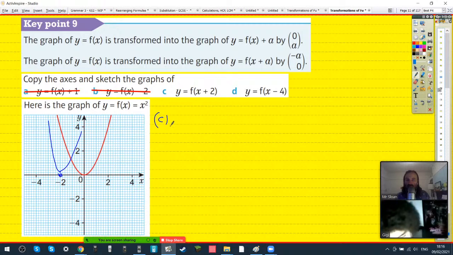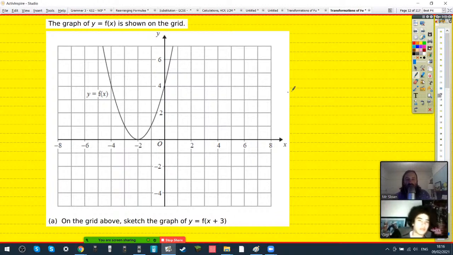And how about question D? Move right by 4. Correct. And again, I'm just going to estimate. We'll do it more exact in a second. Okay, so this one we have to do exactly. How about this one?